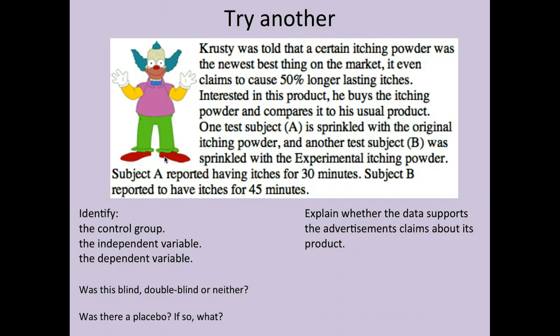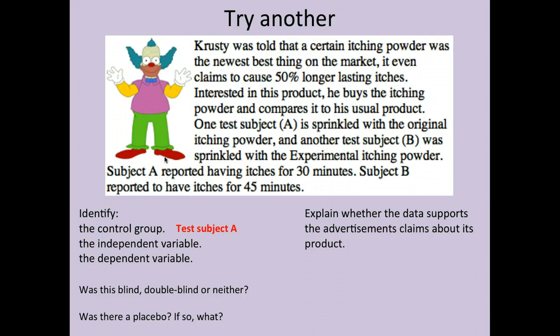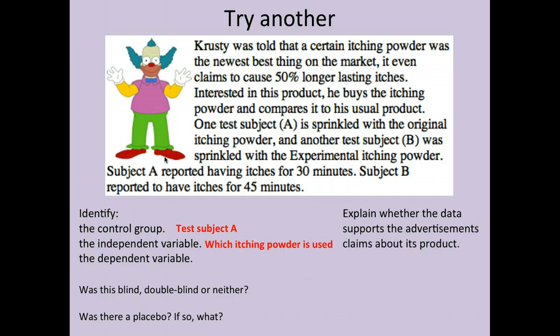So now that you're back and you've taken a few minutes to look at these, the control group here, again, this is the component that was removed from the experimental conditions, is test subject A. The independent variable, this is the thing that you're changing to see if it's going to have an effect. That is which itching powder is used. And the dependent variable, what's going to change as a result of changing the independent variable. That's how long the itching lasts.